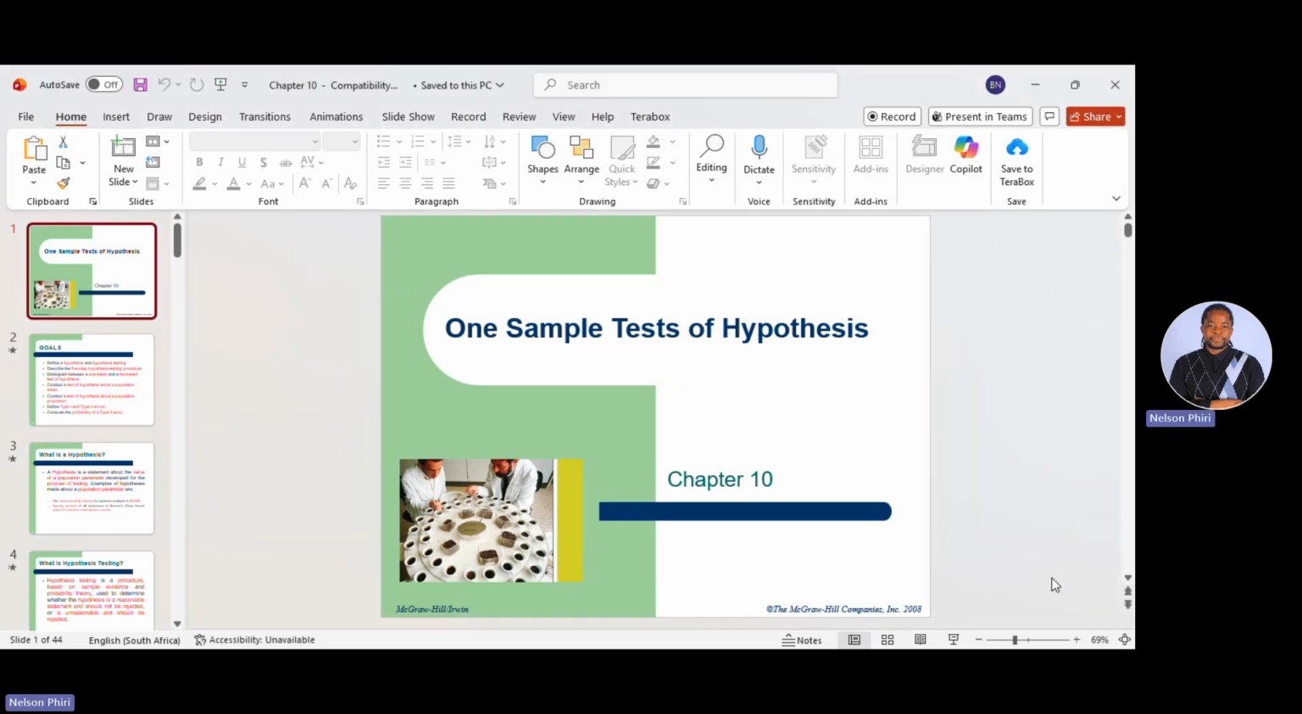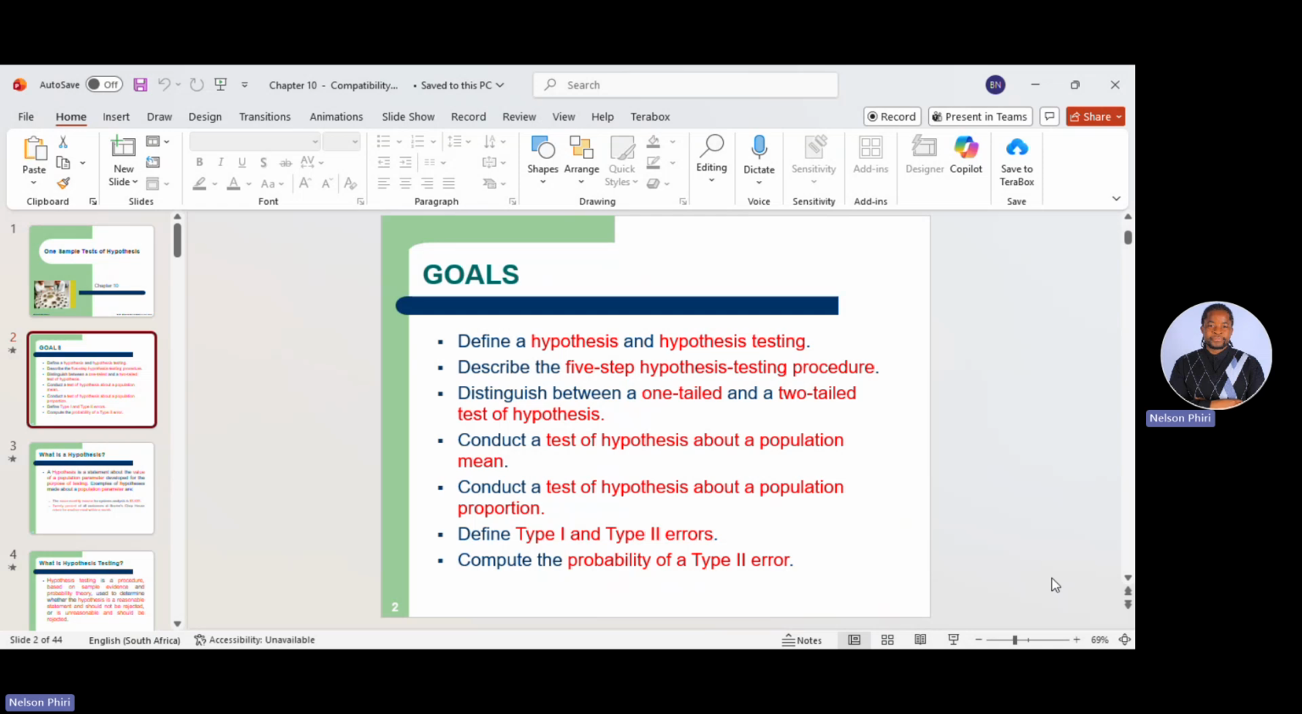With your one sample test, I'm sure you're now familiar with the process. You have to define hypothesis and hypothesis testing. We've been doing it for a while now, where we get a statement, we define hypothesis, and we carry out the test, the 5-step process. Then we've been talking at length about a one-tailed and a two-tailed test, and how we conducted a hypothesis for a population mean, and how we conducted a hypothesis for a population proportion. Then lastly, we talk about the type 1 and type 2 errors.